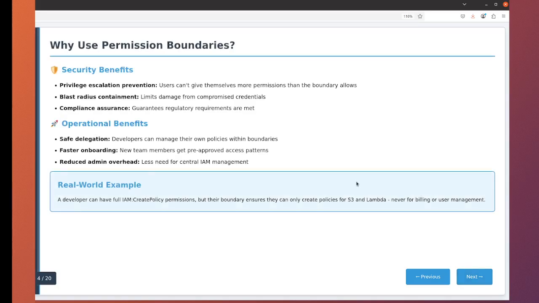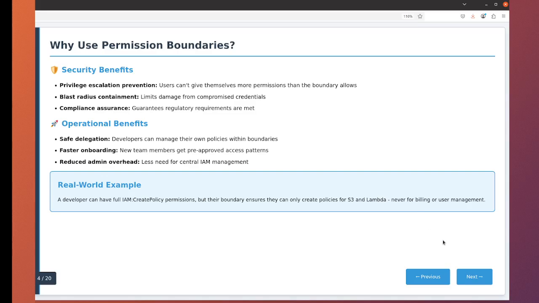While not every organization needs them, permission boundaries solve real-world problems that every growing organization faces. The biggest challenge is what we call the delegation dilemma. How do you give teams the ability to manage their own permissions without risking security breaches? Without boundaries, if you give someone IAM permissions to manage their team, they could potentially give themselves admin access. It's like giving someone the keys to the building and trusting they won't enter restricted areas.